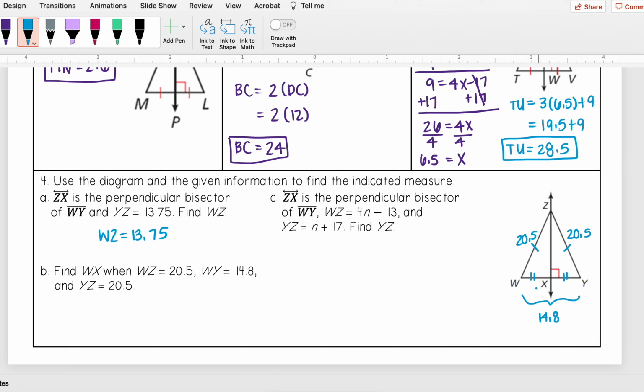So we're going to find the length of WX. And I know that the whole length here is 14.8. And I also know that WY is equal to twice the length of WX. Well, WY is just equal to 14.8. And so dividing both sides by 2, I get that WX is equal to 7.4.